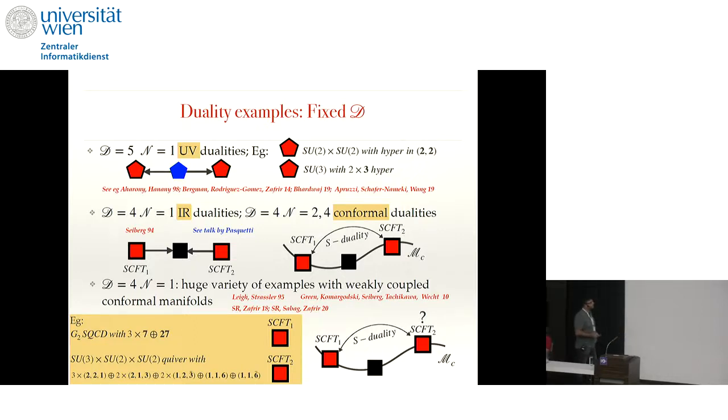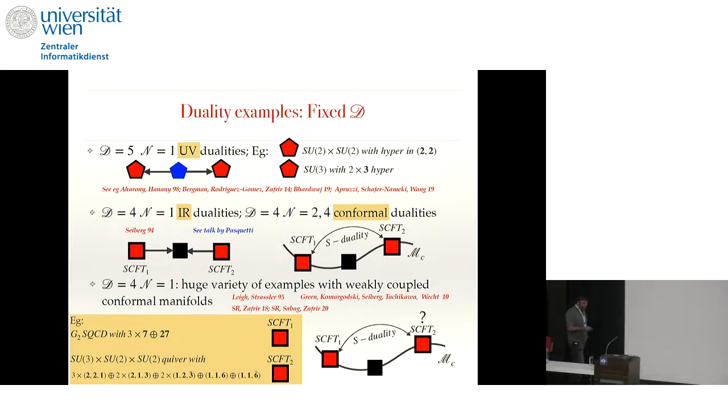So you have 2 Lagrangian theories which are deformed, and one obtains the same SCFT in the infrared. With n equals 2 and n equals 4 supersymmetry, there are many examples of conformal dualities where you have 2 different weakly coupled Lagrangian theories which reside on the same conformal manifold. Okay, so different points of this conformal manifold can be accessed in principle by these 2 different descriptions.